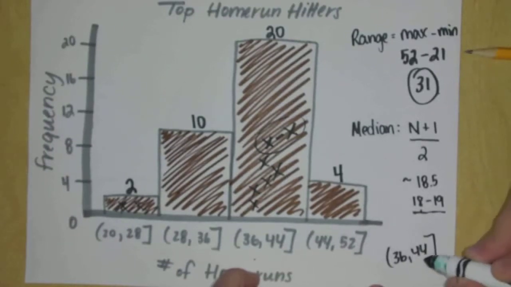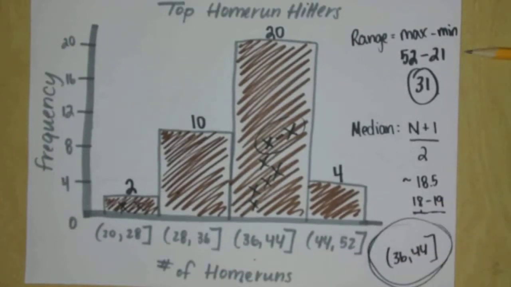Again, not super accurate. That's not what a histogram's for. A histogram has other benefits. But I could tell that the median falls in the range of 36 to 44.